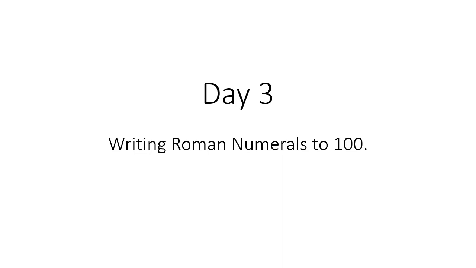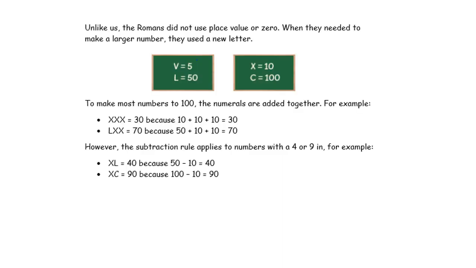Moving on to your day 3, and it's getting a bit tricky today because we're now going to be writing Roman numerals to 100. So we're going to be learning a few more symbols today that we'll need. So, unlike us, the Roman numerals did not use place value or 0. When they needed to make a larger number, they used a new letter, okay? So we already learned that V is 5 and X is 10, but when they did 50, they used L, and when they did 100, they used a C, okay? So L is 50 and C is 100.